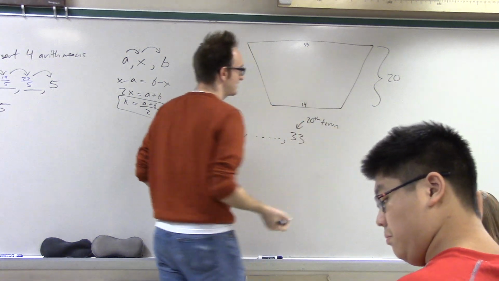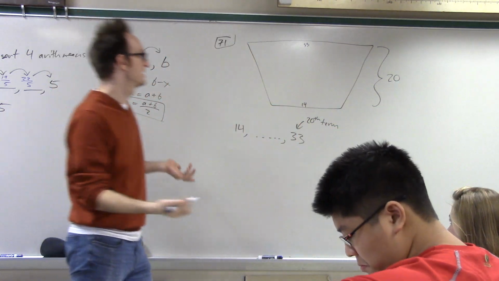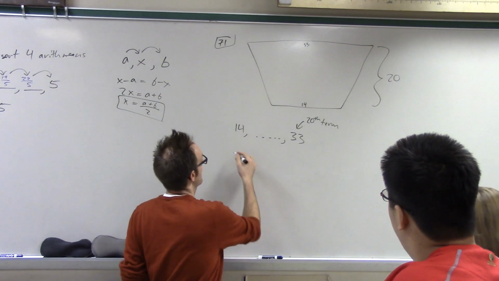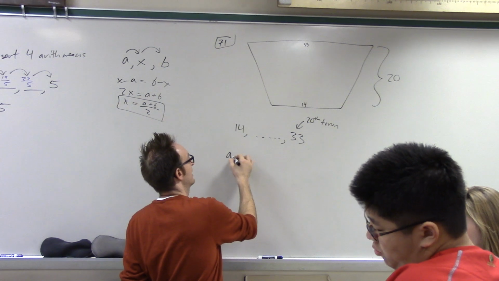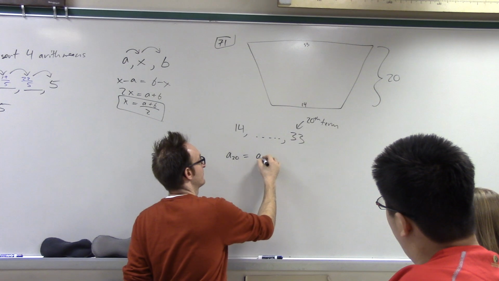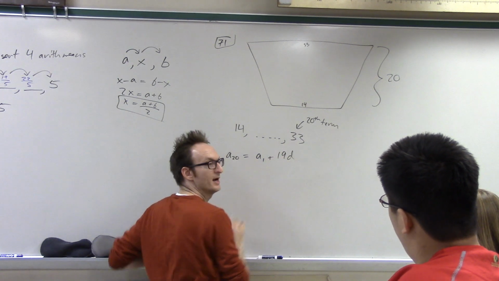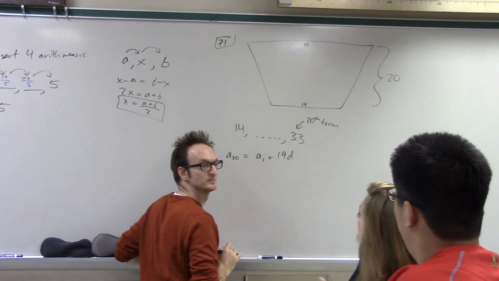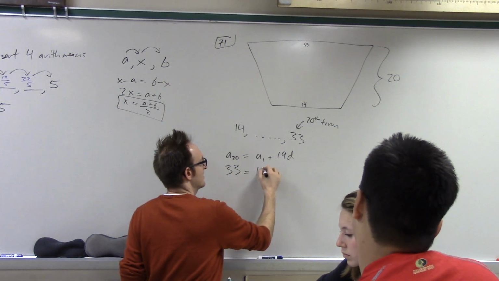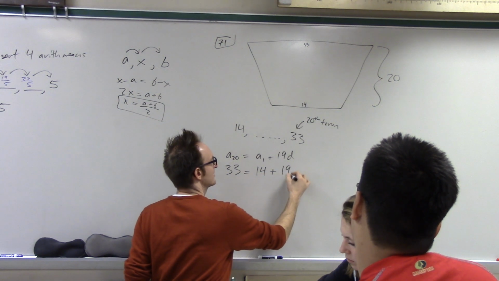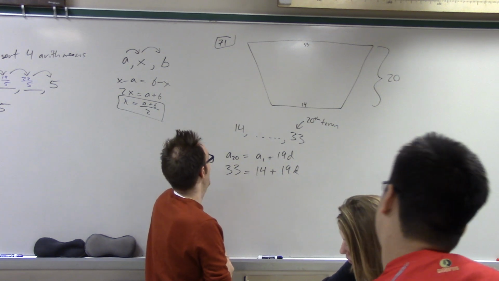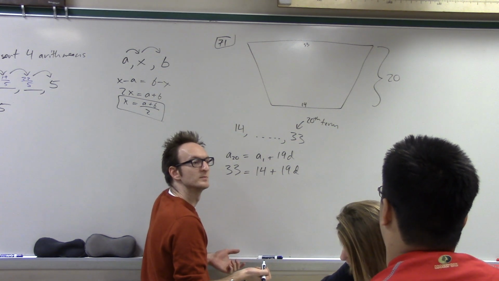Personally, the easiest way is to find what d is. The 20th term of any arithmetic sequence is just the first term plus 19 of these constant differences. So if the 20th term is 33, then I must have taken 14 and added the common difference 19 times. Agree? Yes. Then this is just boring: d is just 1.